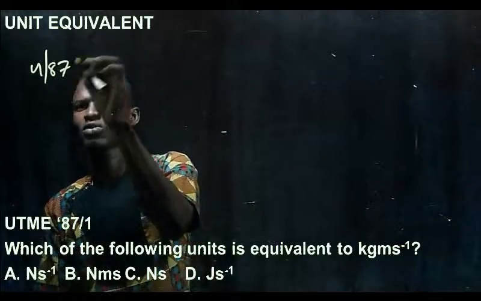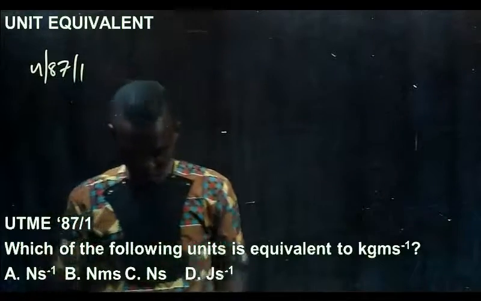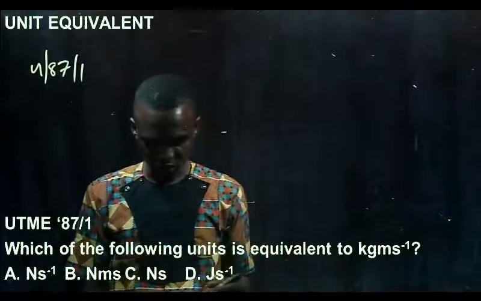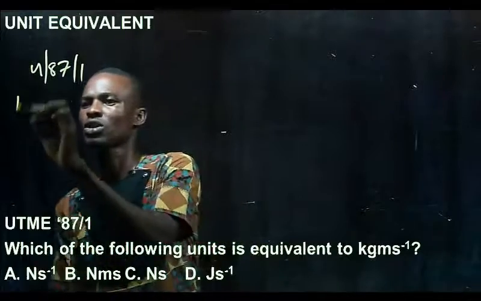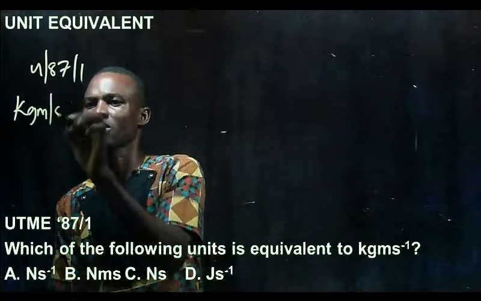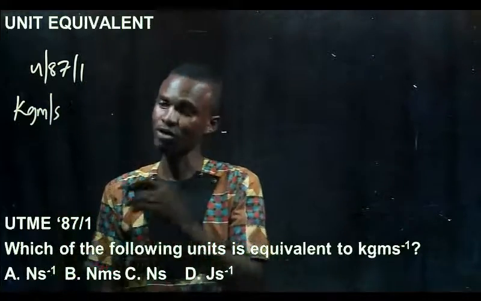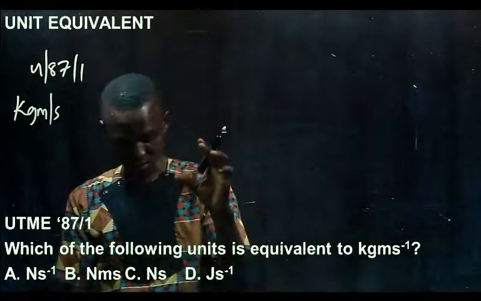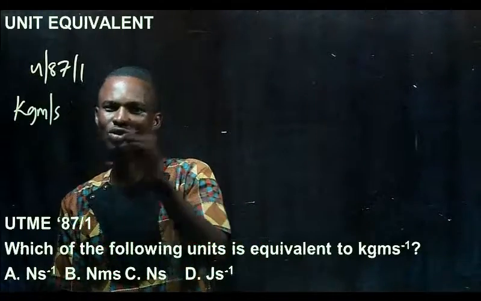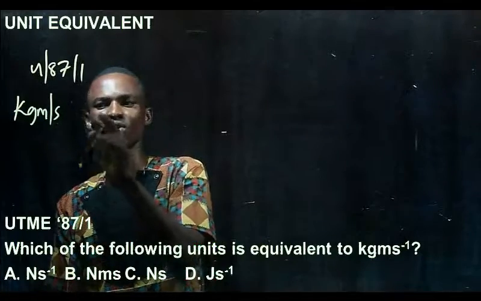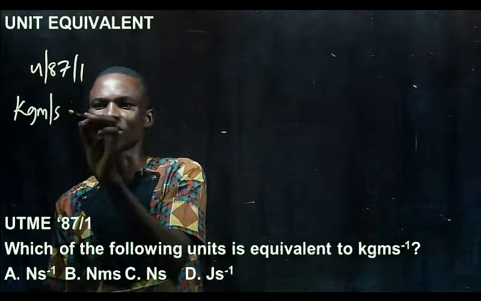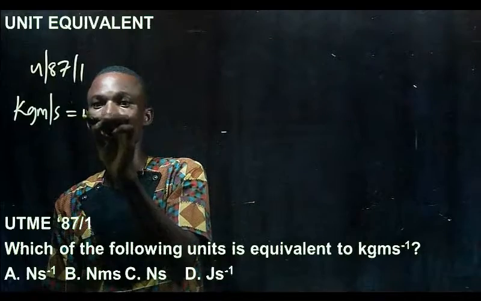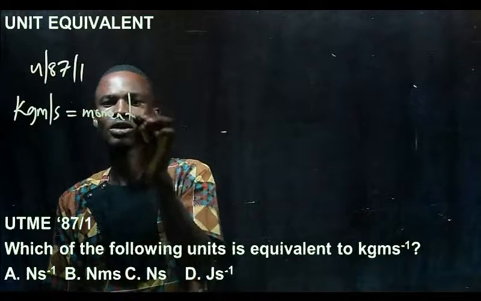UME 87 question 1. The question is, which of the following units is equivalent to kilogram meters per second? You can see the options on the board. Now, to correctly answer this question, you need to know the quantity that has this particular unit, and that is, of course, momentum.